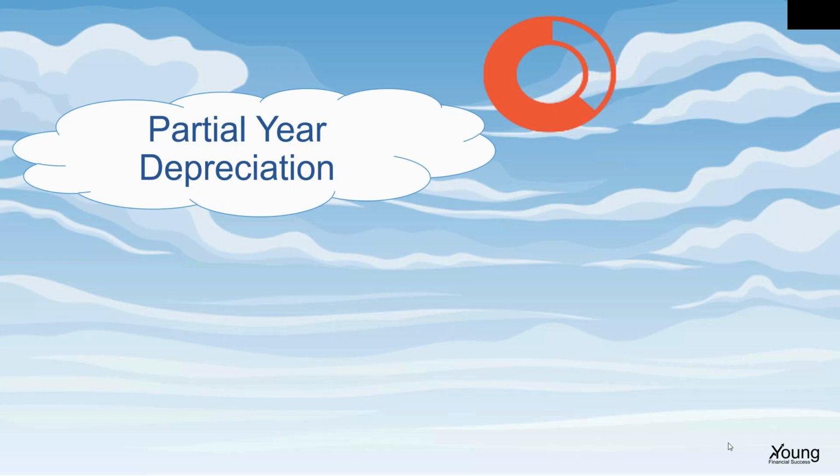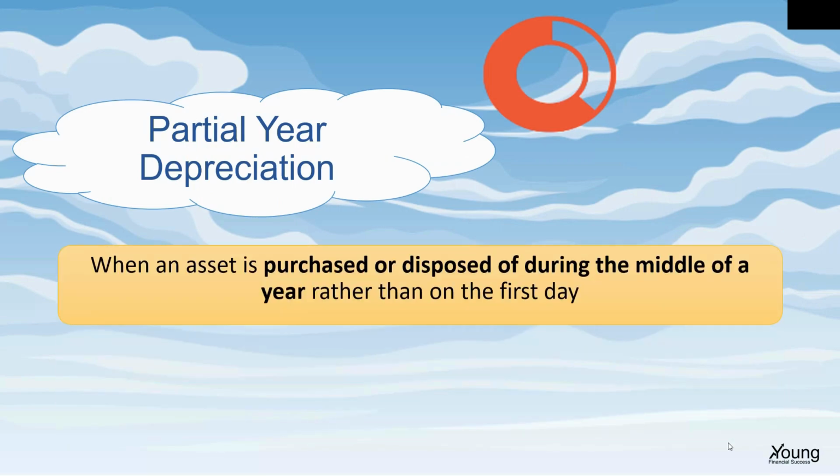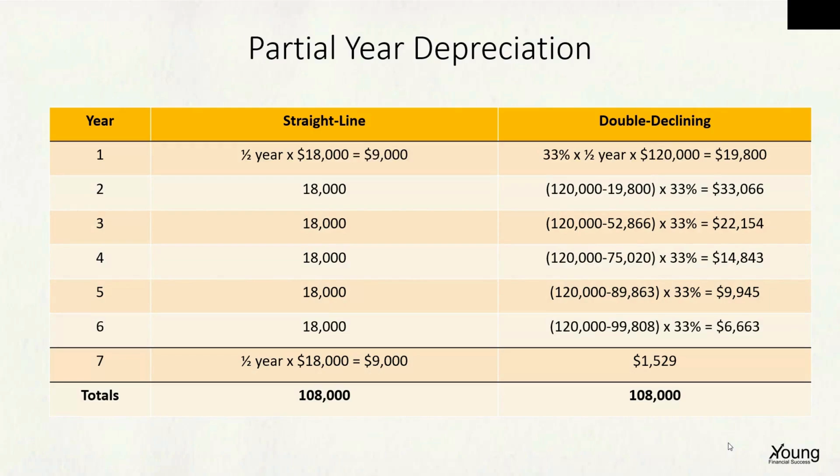Now let's finish up by talking about partial year depreciation. Partial year depreciation is when an asset is purchased or disposed of during the middle of a year rather than the first day of the year. A lot of times in these examples, they say we bought an asset on January 1st. Wow, how convenient. But that's not always the case. There's the half year convention, where they could say we'll just make it even half of the year, even though it wasn't bought exactly June 30th. They'll go ahead and do it that way sometimes. So we're going to finish up with this last chart here in this video.